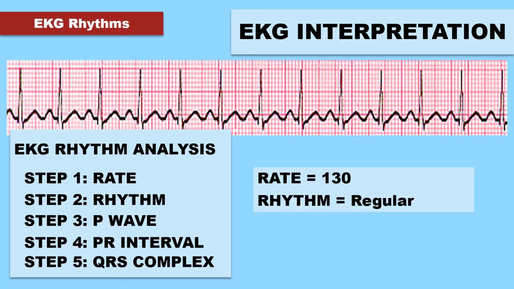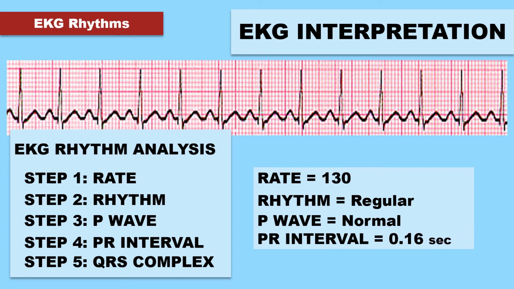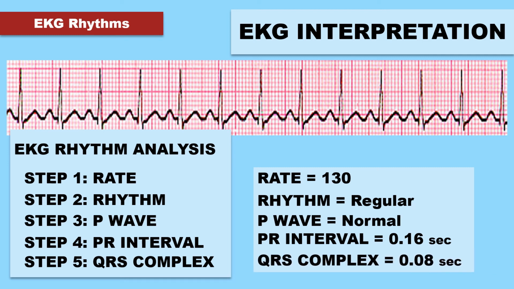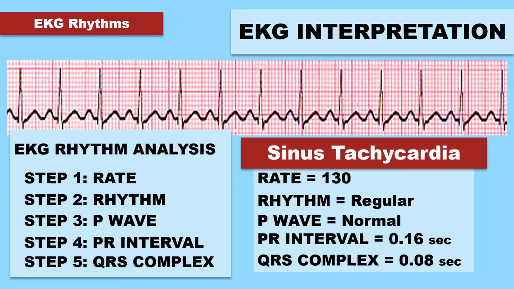The P waves are normal. There's a P wave before every QRS, and they all look the same. If we calculate our PR interval by counting the little boxes, we should come up with 0.16 seconds. And if we count the QRS duration by counting the little boxes, we should come up with 0.08 seconds. Since we have a regular rhythm with regular R to Rs and normal P waves, then we know that this rhythm is coming from the sinus node. The rate is high, so we know it's a tachycardia. So this rhythm is interpreted as sinus tachycardia.